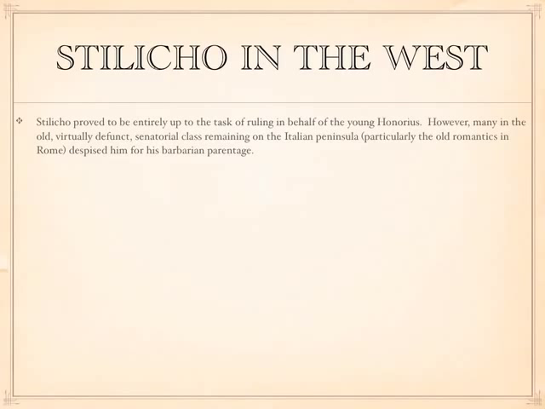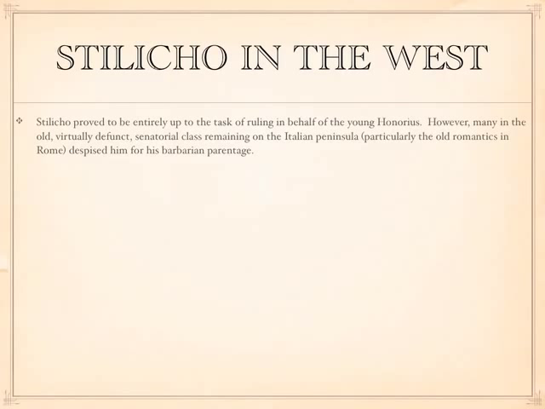Now, that old senatorial class on the Italian peninsula, they were living in another century anyway, and their poor judgment really produced a catastrophe with the death of Stilicho, and you could say their ignorance led to the fall of the Roman power in the West. But it would take some time for that to play out. Who were they? They were romantics. They believed in the old Rome. They believed in the Rome of Julian the Apostate. They believed in the Rome of Diocletian.